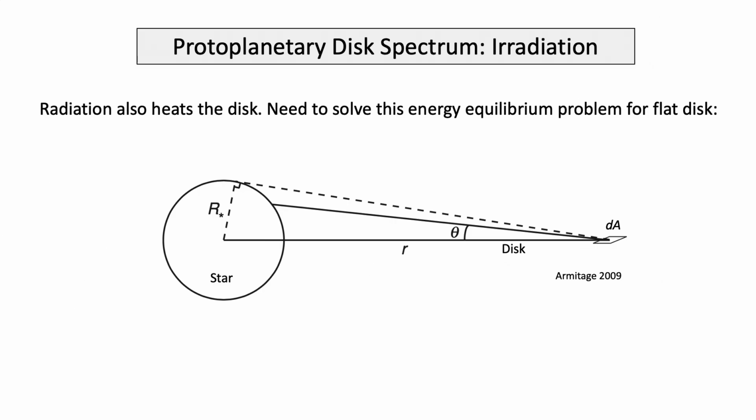So let's go step by step. What we have to do is we take a disk, it's a very simple disk, a flat disk here, just a plane. This is an element of surface in the disk at the distance r. And then we have the star that irradiates the disk. So all the energy comes from the star in this picture.